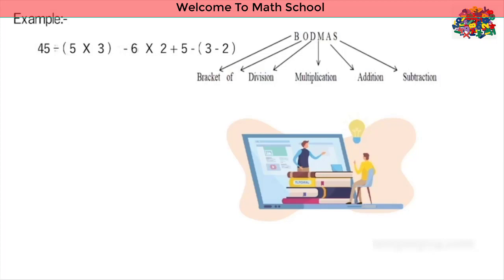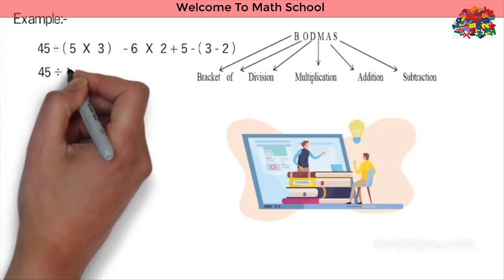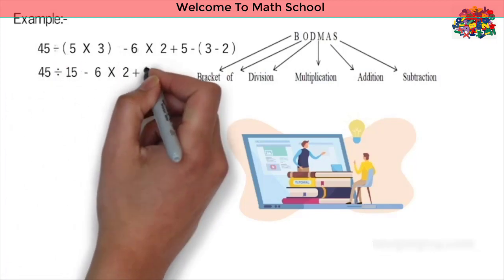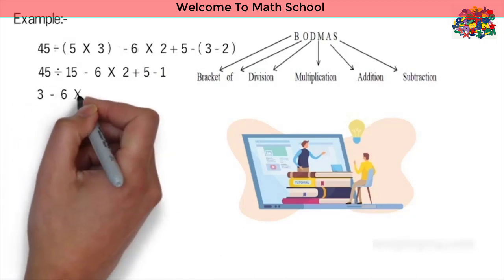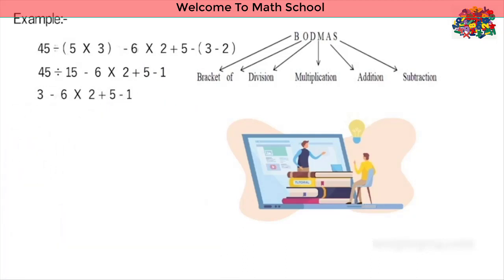The next step which we are going to follow is division. So the division is 45 divided by 15. 45 divided by 15 is 3, and next is multiplication. So it's 6 into 2, so we have to clear this first, which will be equal to 12. So 3 minus 12 plus 5 minus 1. Next I have to go for addition. So minus 12 plus 5 is equal to minus 7.